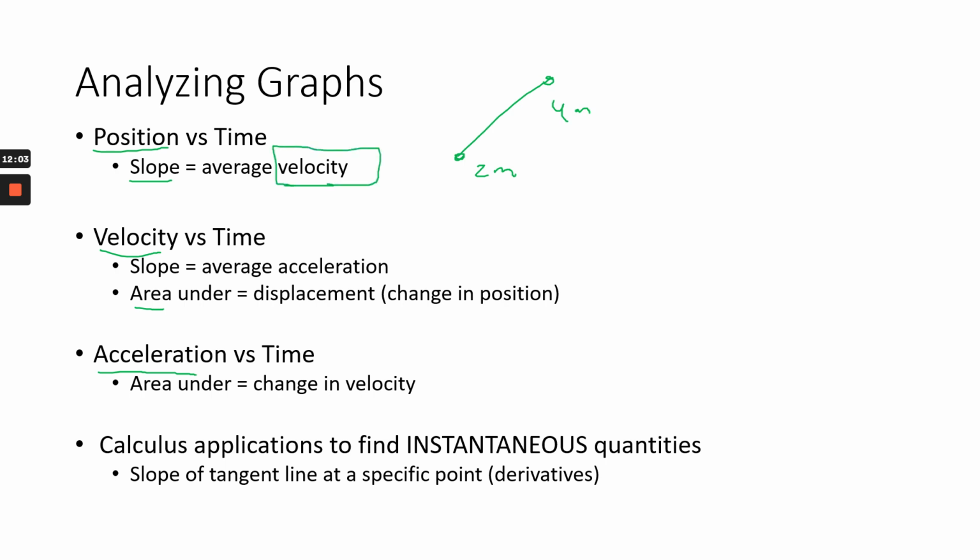Velocity is the rate of change of position with respect to time. So average rate of change would be average velocity, and average rate of change is basically what a slope is. By the same logic, in a velocity versus time graph, the slope would have to be average acceleration.